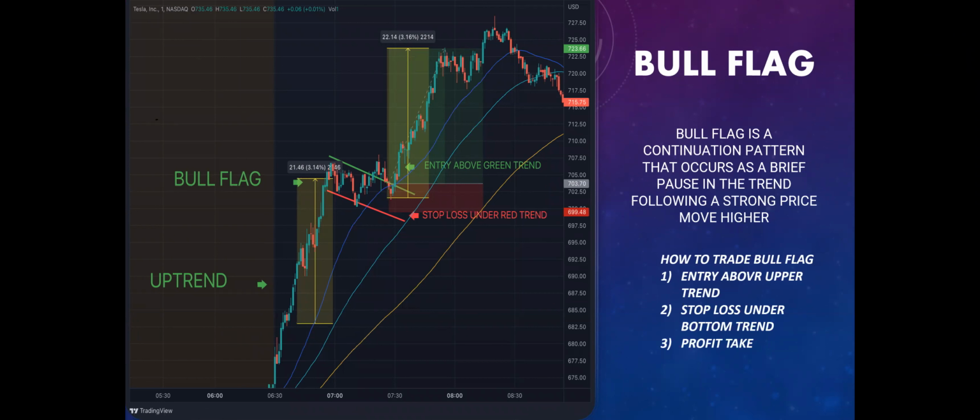Anyone have a question about how to trade a bull flag? Entry, stop loss, take profit. Okay, I forgot to mention the take profit.